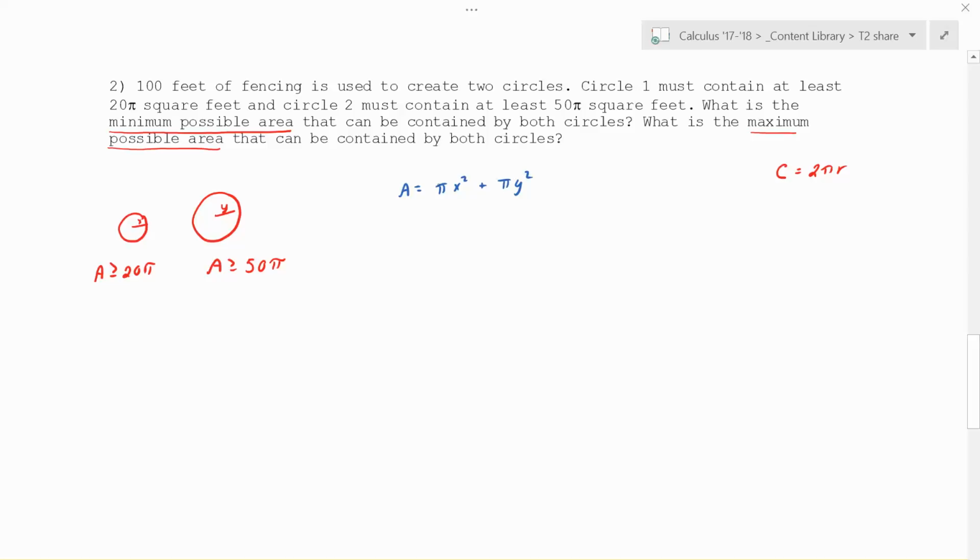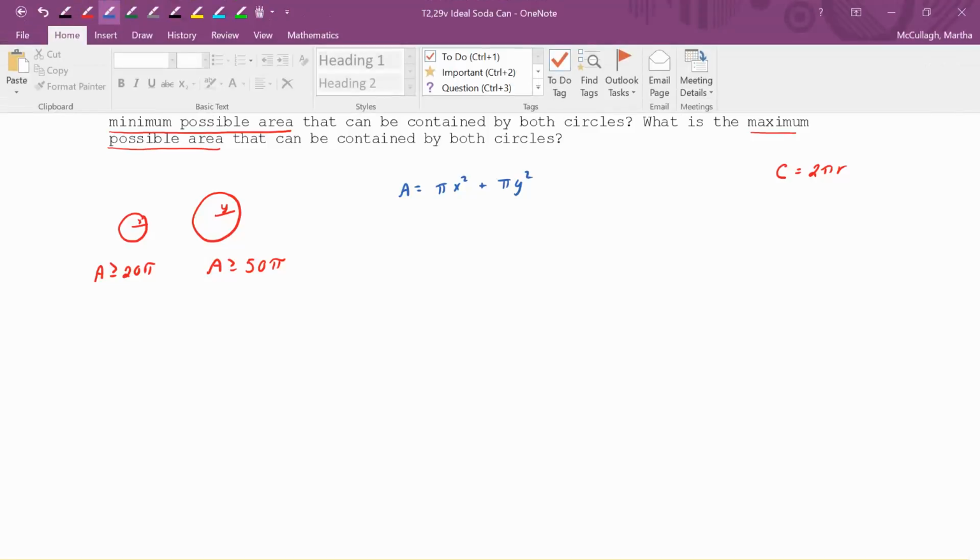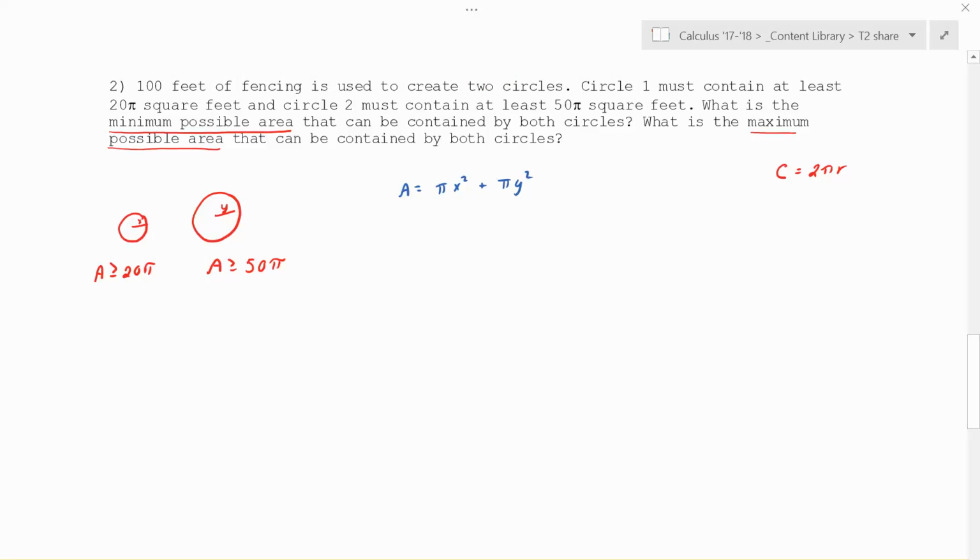Too many variables, I need to get rid of one of them. So I'm going to look at the fact that I have 100 feet of fence. So my 100 feet of fence must be the circumference of the first circle, 2 pi x, plus the circumference of the second circle, 2 pi y.